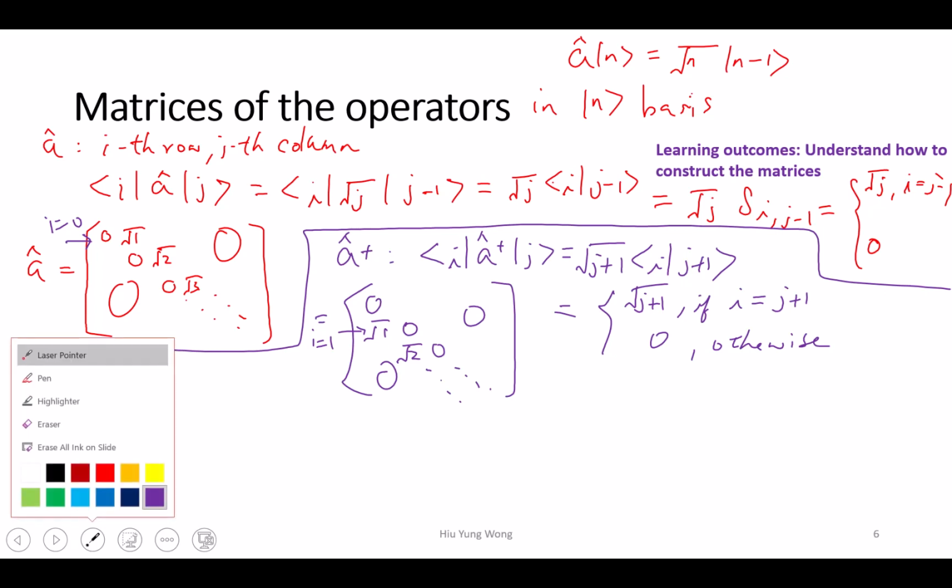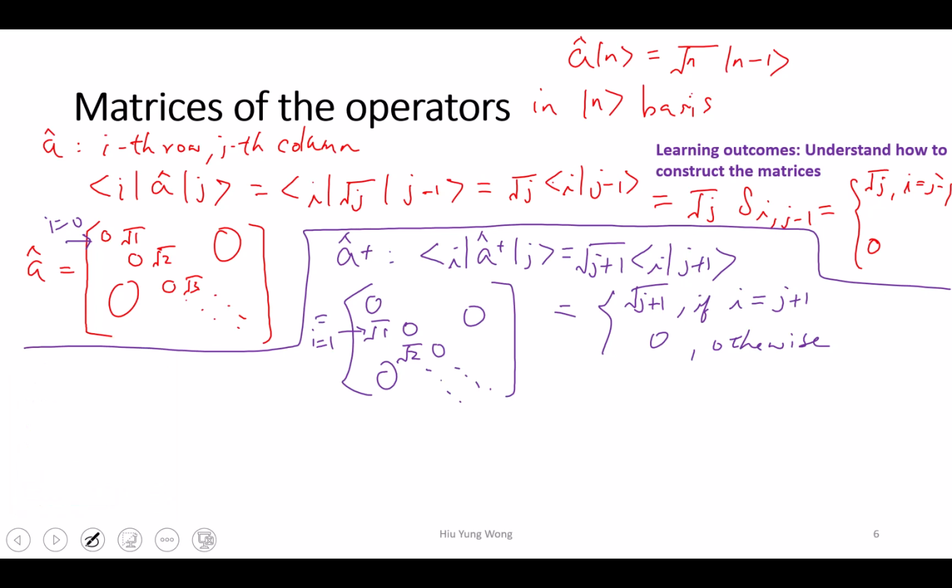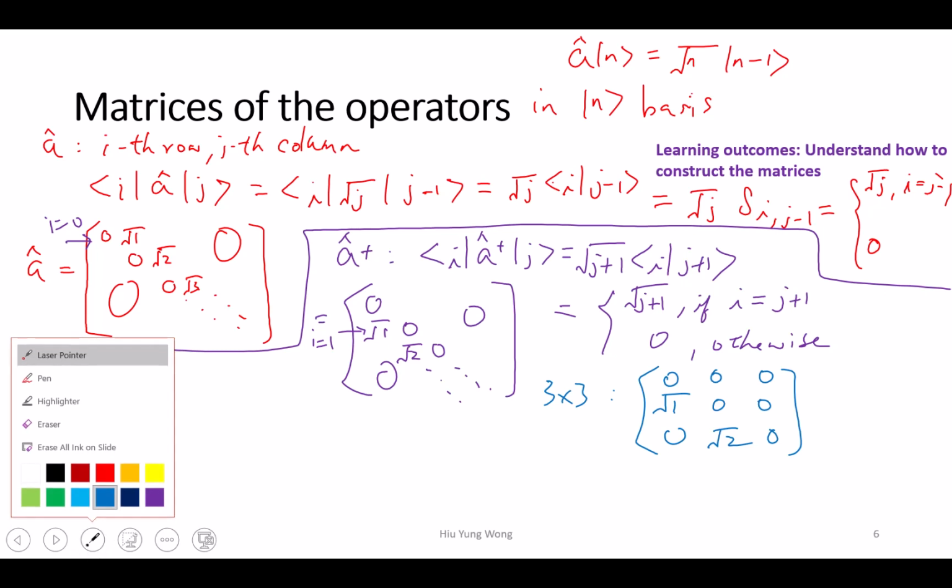Maybe some of you cannot see this well, right? Why don't we look at a 3x3 case? It will be like this. 0, 0, 0, square root 1, 0, 0, 0, square root 2, 0. This is the 3x3 case. Do you see that? The diagonal is 0, and this is shifted by 1: square root 1, square root 2. Any questions?